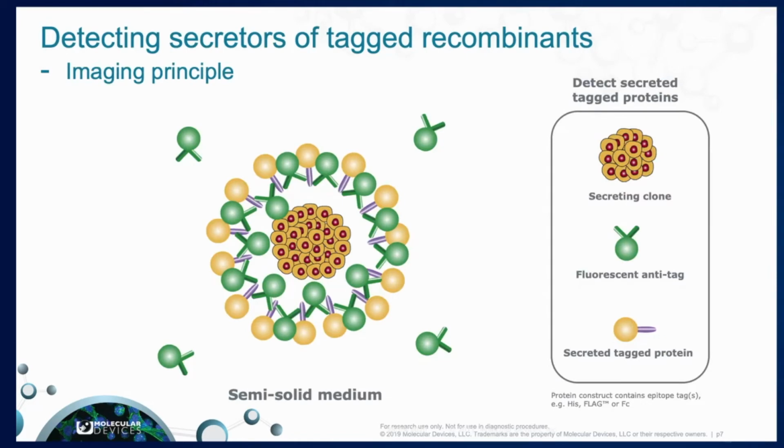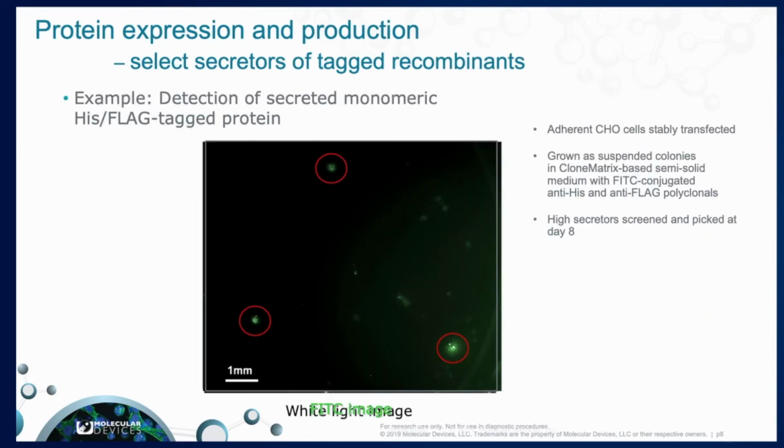In the next example, we look at detecting secretors of tag recombinants. For this workflow, with anti-tag fluorescent agent present in the medium, the secreted tag protein and the agent are mutually trapped locally around the colony of cells. The amount of fluorescence is proportional to the amount of protein secreted. The tag must be of sufficient size to be recognized by 2 or more fluorescent molecules so that the precipitation complex can form.